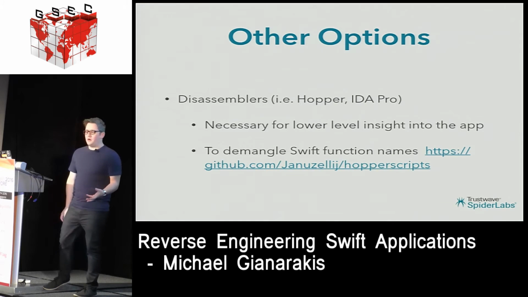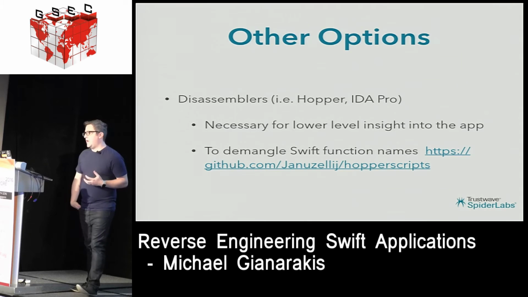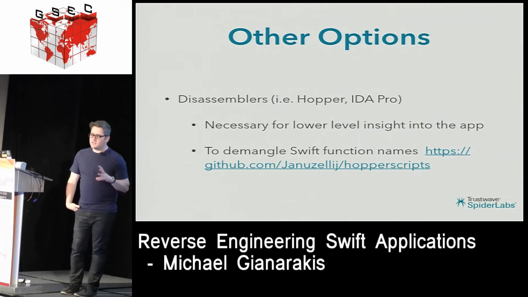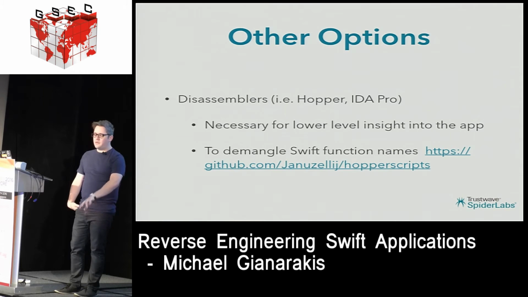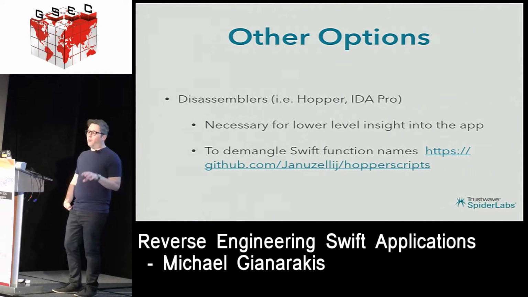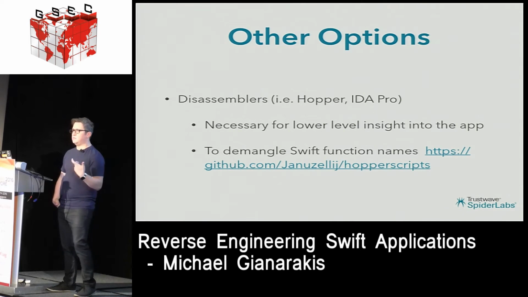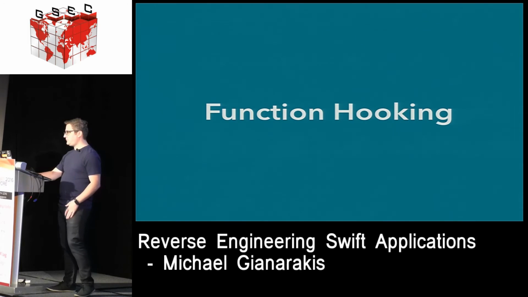Cool. So there are other options. Obviously you can fire it up in a disassembler, so Hopper, IDA, whatever. It's necessary for lower level insight into how the app works. And you will still see all the demangled symbol names for the function names. But there are some scripts, so I've just included some for Hopper, because that's what I use mostly. But I'm sure there are also plugins for IDA and other things as well that will demangle those names, those symbols, so you can get proper function names.